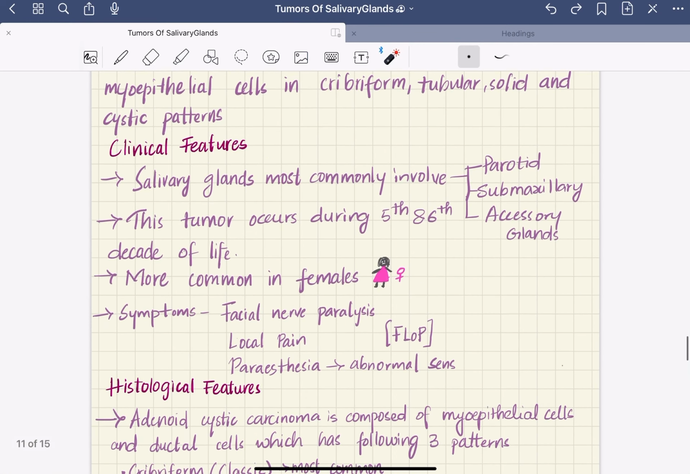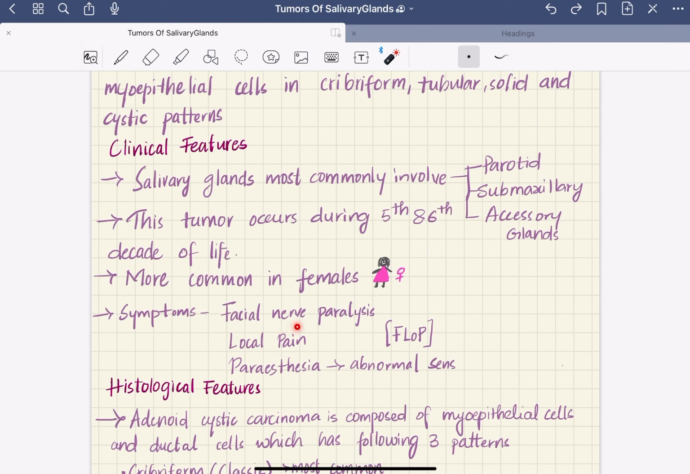The clinical features of adenoid cystic carcinoma: the salivary glands most commonly involved are the parotid gland, submaxillary gland, and accessory salivary glands of the palate or tongue. This tumor occurs during the 5th and 6th decade of life. It is more common in females than in males.